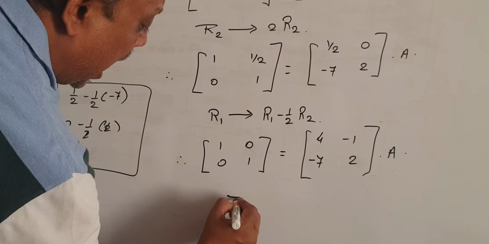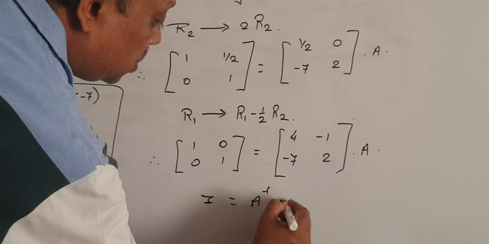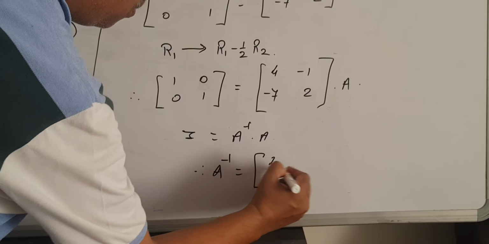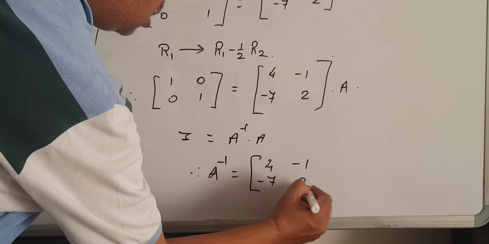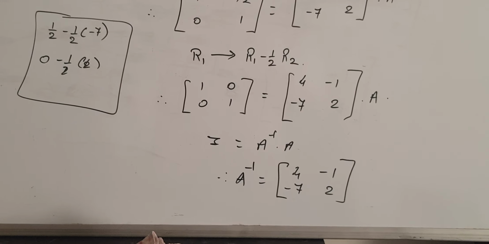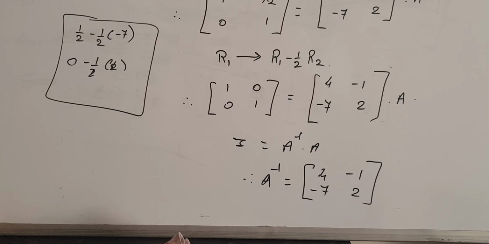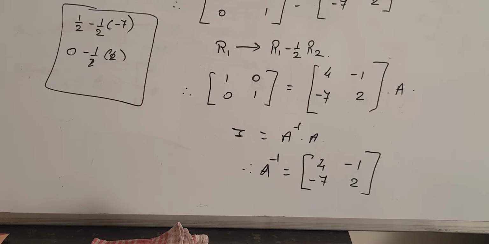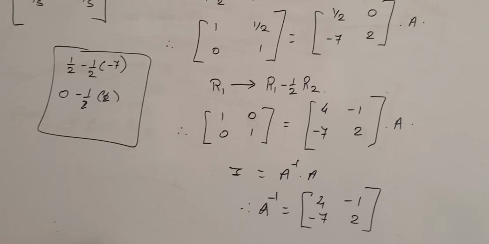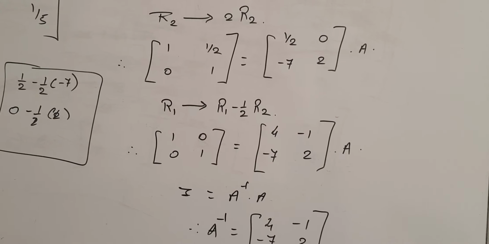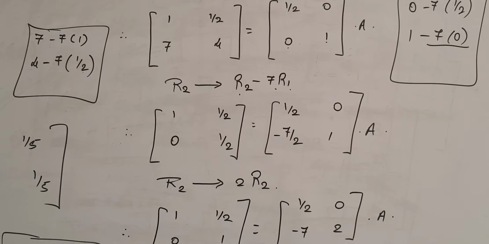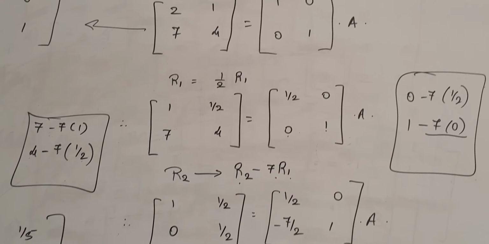This is nothing but I is equal to A inverse into A. So therefore your A inverse becomes 4 minus 1 minus 7 2. Okay. So like this we get the inverse of the matrix by using elementary operations. Understood, everyone? Yeah. See, there is one more property there.